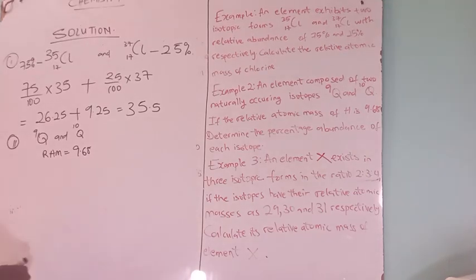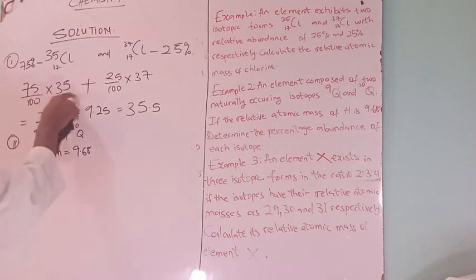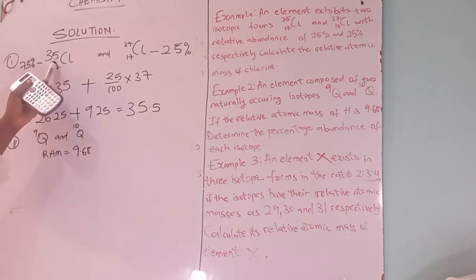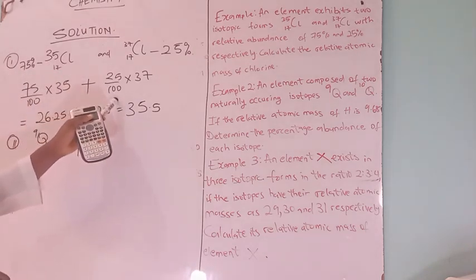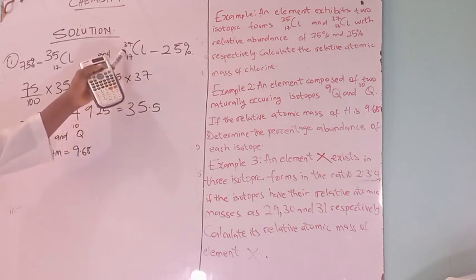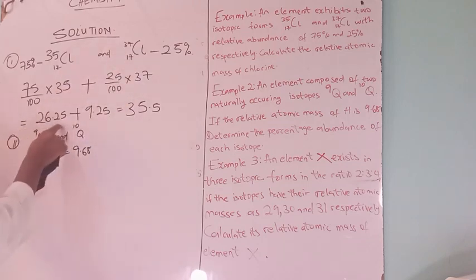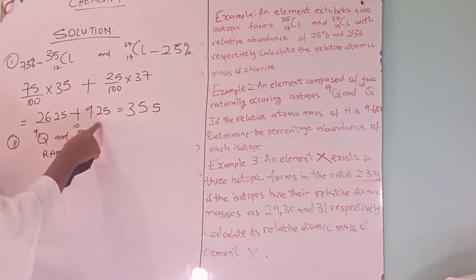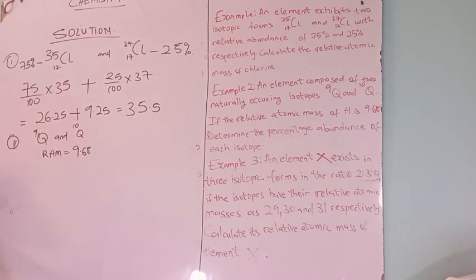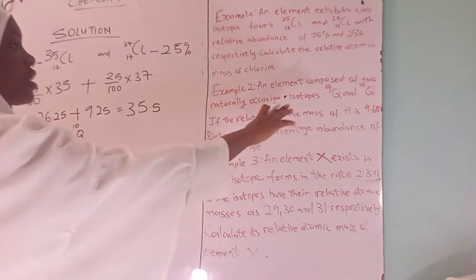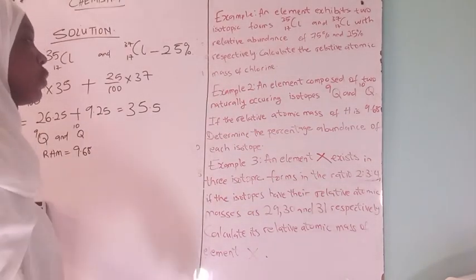For the relative atomic mass of the first one, we have 75%. That is 75 over 100 times 35, the atomic mass of this, plus 25 over 100 times the atomic mass of the second one, to give us 26.25 plus 9.25 equals 35.5.